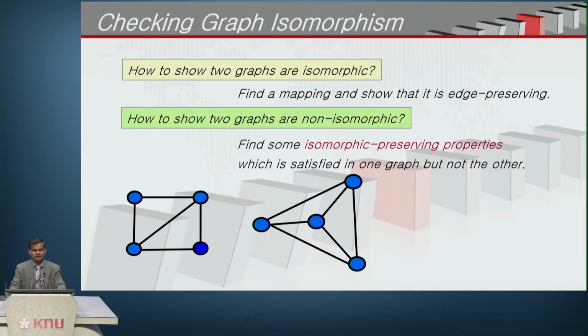Again, the question is given to us with these two graphs. So they have the degree sequence of 2, and all degrees are 3 in this one. Therefore, these two are not isomorphic graphs.